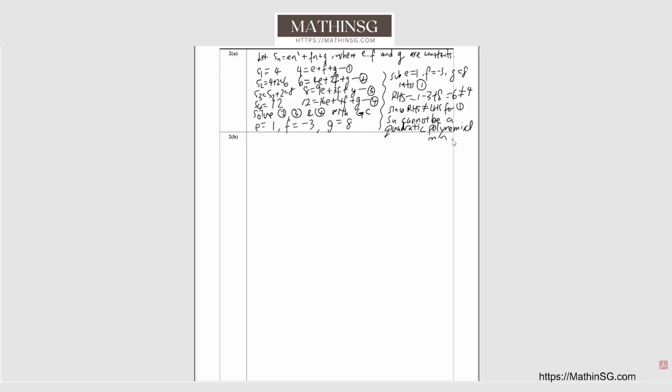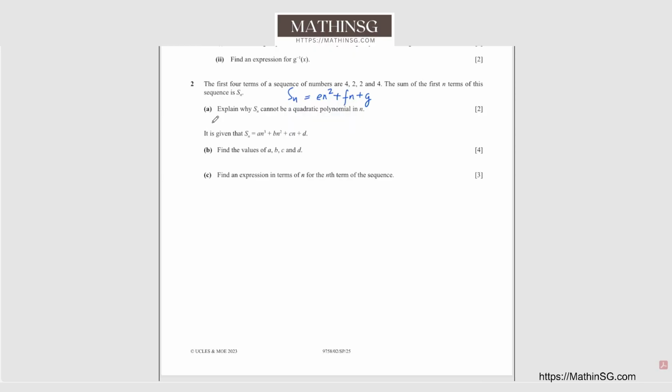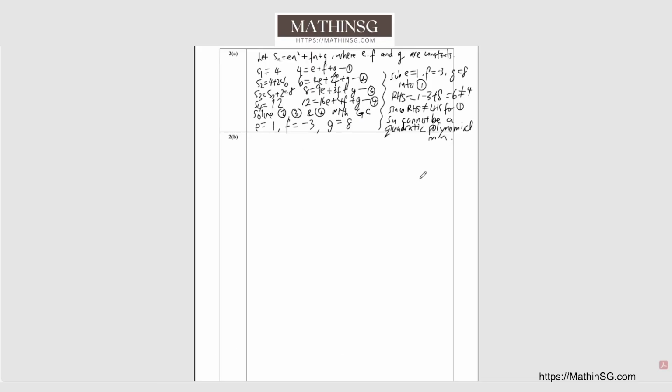Okay, now moving on to part B. We are given that Sn equals an cubed plus bn squared plus cn plus d, and we are asked to find the values of a, b, c, and d. So basically it's very similar to part a. Substitute n equals 1, then form an equation. After that you use your GC, poly simultaneous, to solve for a, b, c, and d.